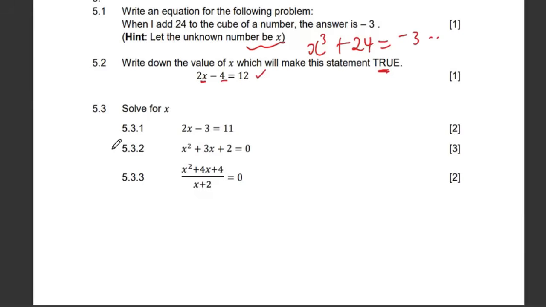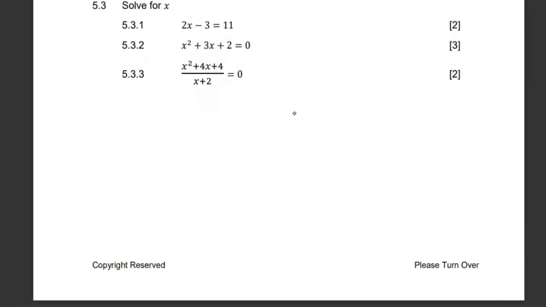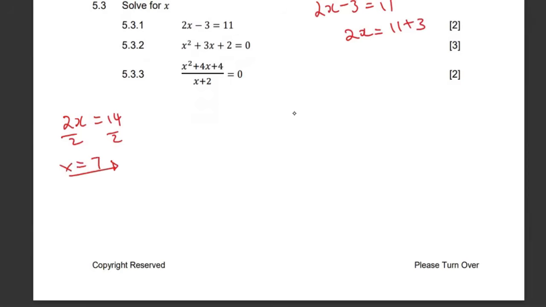The closest number I think of is 8, because 2 times 8 is 16. 16 minus 4, we get a 12. And then 5.3, which is the equations. We have 2x minus 3 equals 11. Move the 3 that side. 2x becomes 11 plus 3, meaning that the 2x should be equal to 14. Divide by 2, divide by 2, x is a 7.